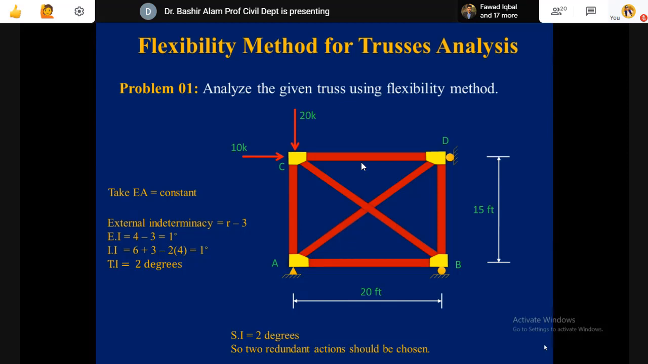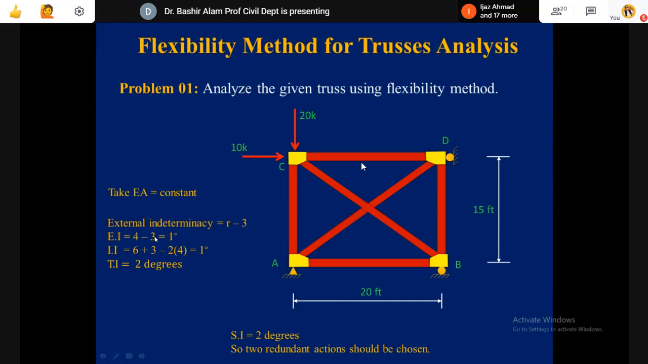The truss shown was having 6 members. It was having 3 supports. At A, we were having the hinge support, at B, roller support, at D, roller support. So what we did, we found the external indeterminacy by R minus 3.